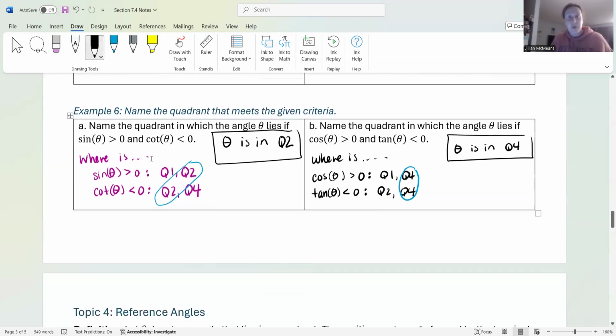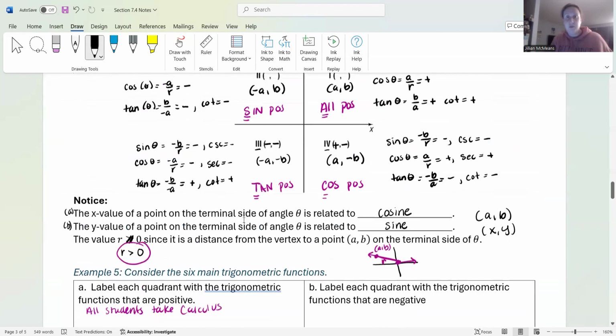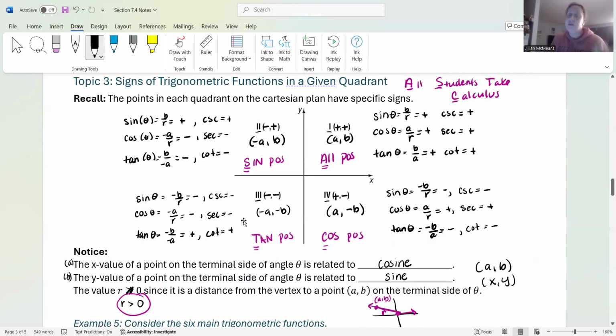Okay, so that's it for the signs of the different trig functions. It really is important. This is going to be something that comes up. I think it's a little bit easier to understand when we start talking about the unit circle, which is very, very soon, but really understand which quadrants each trig function is positive or negative. Okay, it's going to take you a long way.